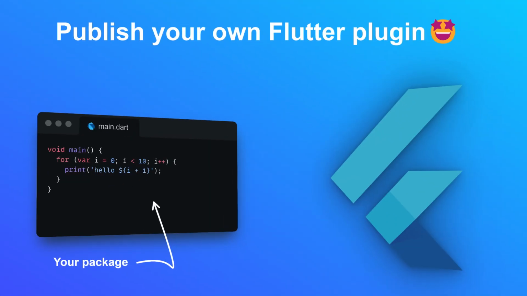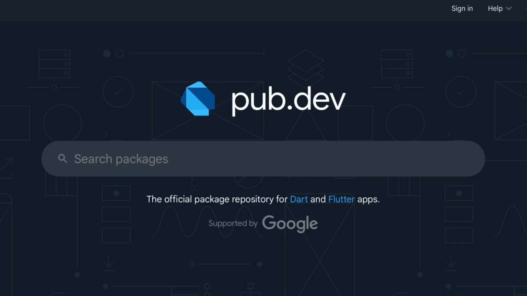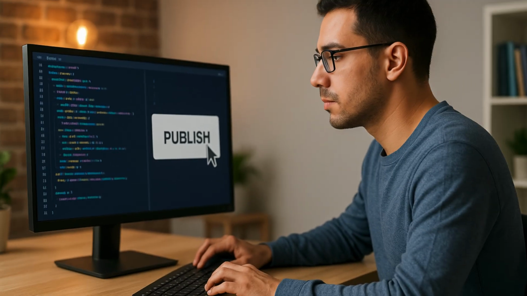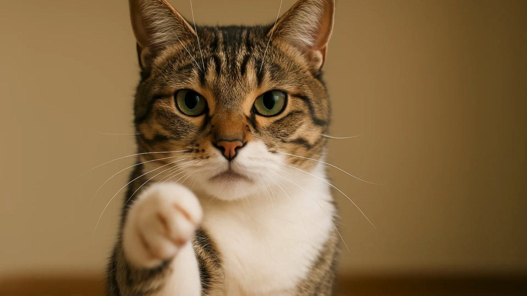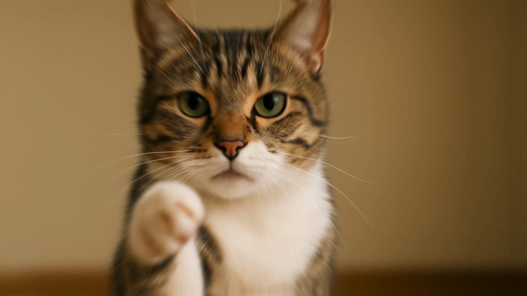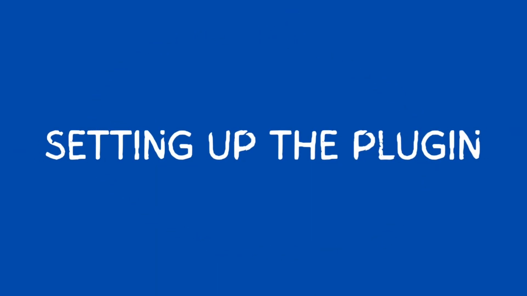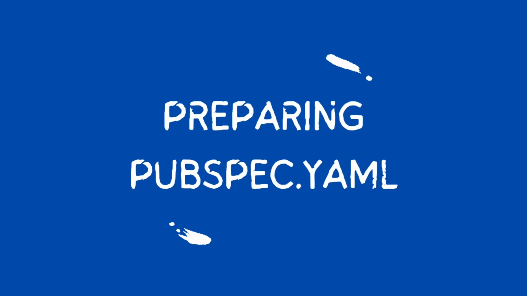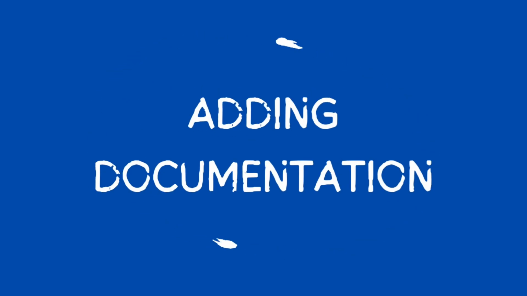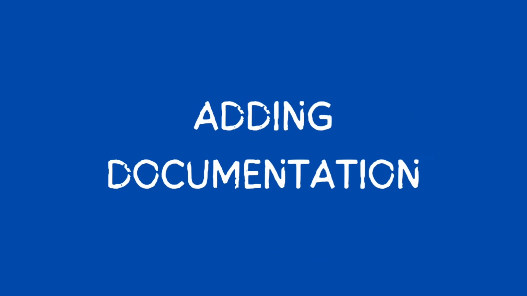Today I'm showing you how to publish your own Flutter plugin to pub.dev, step by step. If you've ever built a cool widget or feature and thought, maybe I should share this with the community, this video is for you. We'll cover the following points: setting up the plugin, preparing the pubspec.yaml file, adding documentation, and publishing to pub.dev. Let's get started.